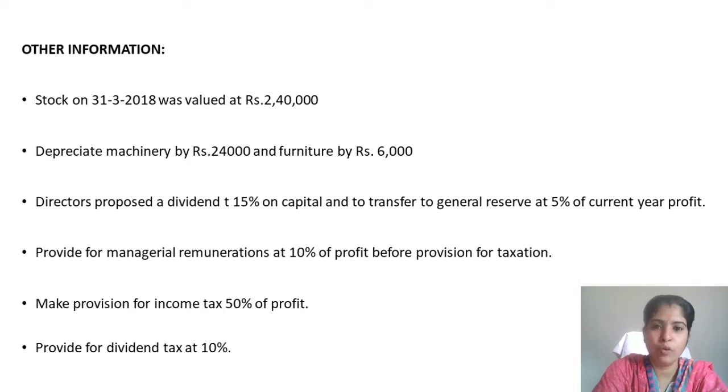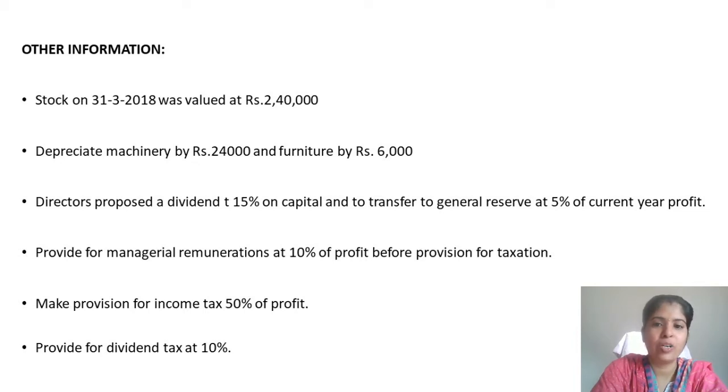Depreciate machinery by 24,000 and furniture by 6,000. This will be in your profit and loss statement as well as the balance sheet. Directors proposed a dividend of 15% on capital and to transfer to general reserve at 5% of your current profit. Next, provide for managerial remuneration at 10% of profit before providing for taxation. So whatever the profitability is, before paying tax, you are supposed to make the payment of managerial remuneration at a percentage of 10%. Make a provision for income tax at 50% of your profit.